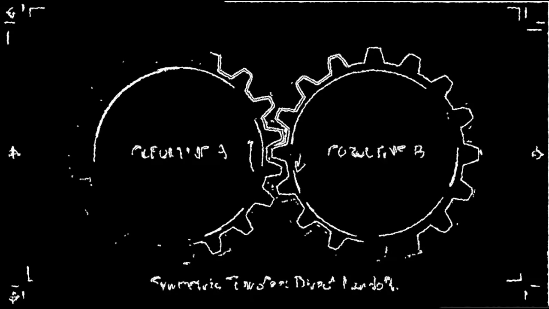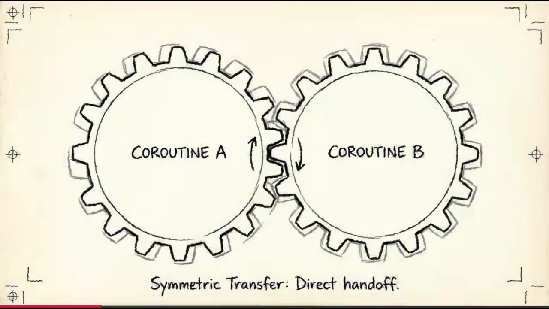Now, there's one specific mechanism in the notes that seems critical: symmetric transfer. It sounds like a sci-fi teleportation device. It's arguably the most critical mechanical addition. It solves the stack overflow problem in async loops. Walk me through that. Why would an async loop overflow the stack?